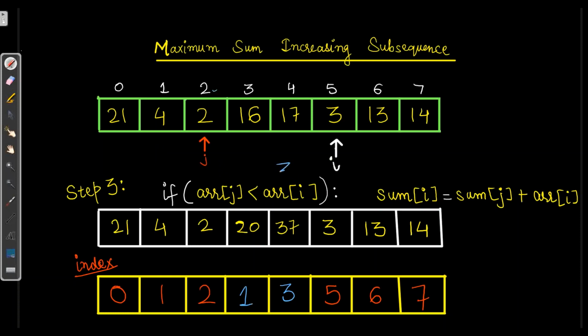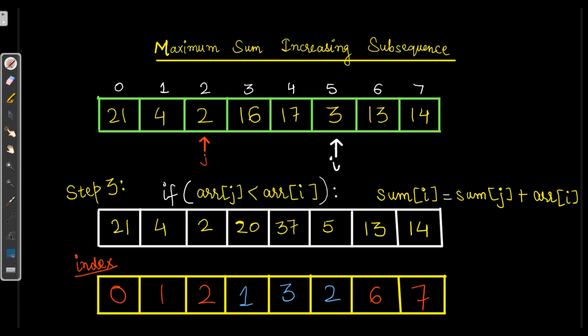Now I'll check, is 3 greater than 2? Yes. So here I have 3, whereas here I have 2. So 3 plus 2 is 5. So here I'll write 5, and here I'll change my index to this 2. So I'll write here 2 like this.